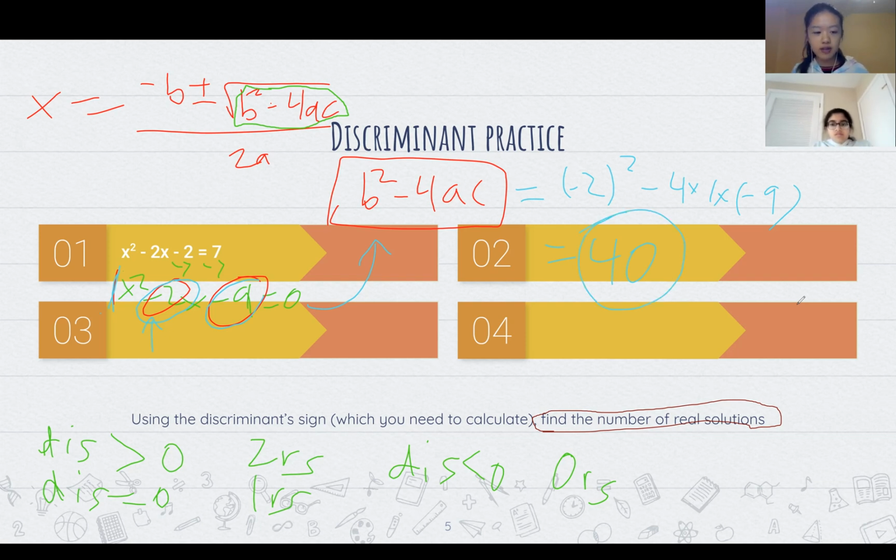So is 40 positive, equal to 0, or negative? Yeah, it's positive. So since it's positive, that means there are 2 solutions. Since 40 is positive, that means there are 2 real solutions. Don't forget this: you have to set it to 0 before you can do anything. Any questions about this first one? Does everyone get it?